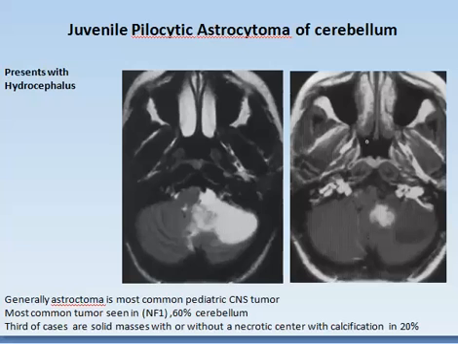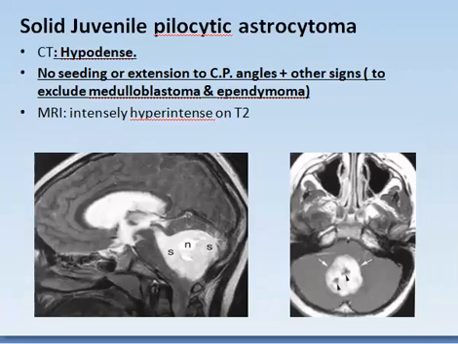This is juvenile or pilocytic astrocytoma of the cerebellum. It may be solid, it may be filling the ventricle, no seeding, no extension in the cerebellopontine angles or foramina, and this excludes medulloblastoma and even ependymoma, and it is intensely enhancing with areas of necrosis in the middle. There may be calcifications.